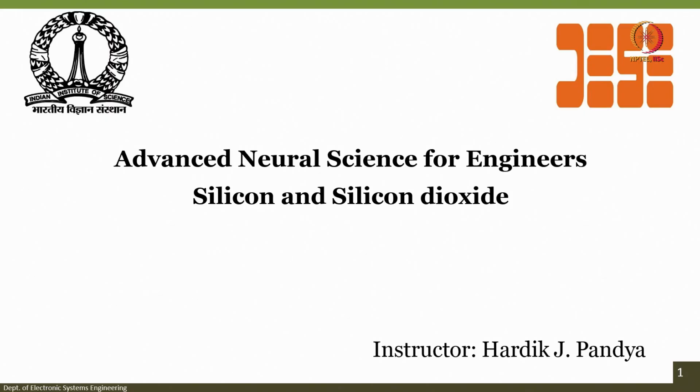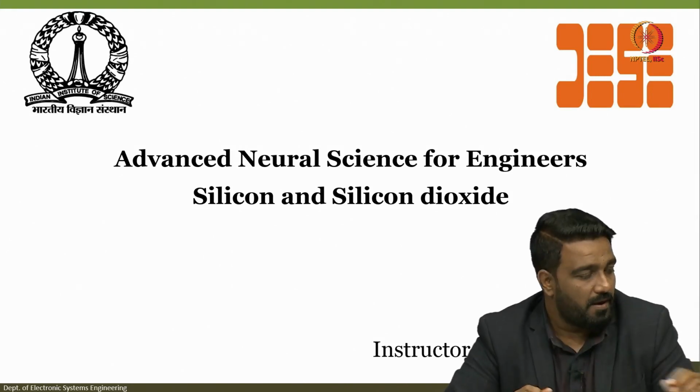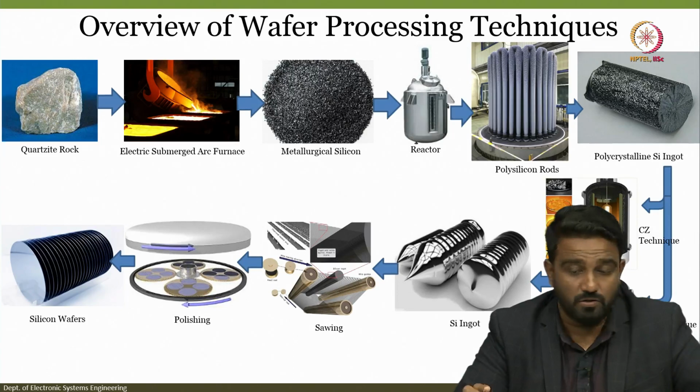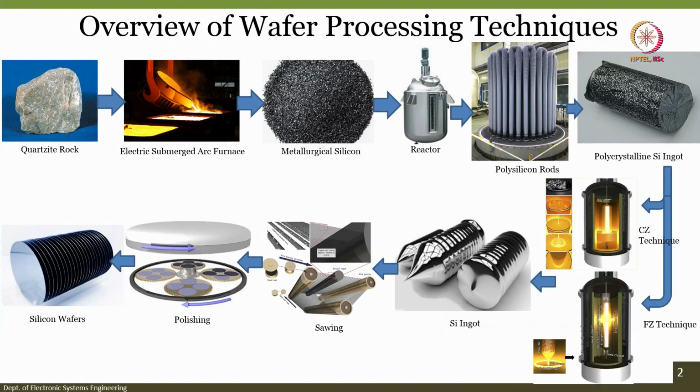Hi everyone. So this is the next lecture in the series where we are understanding the advanced neural science for engineer course. So we need to understand first of all what kind of different devices and sensors we can fabricate that can be used for this particular course, right. So we will look into the overview of wafer processing technique, but before that let me just draw some things for you.